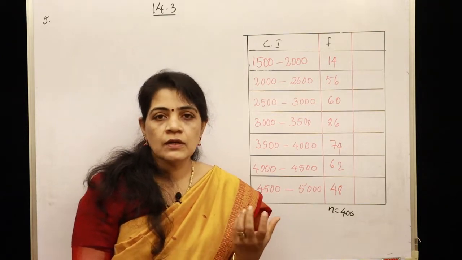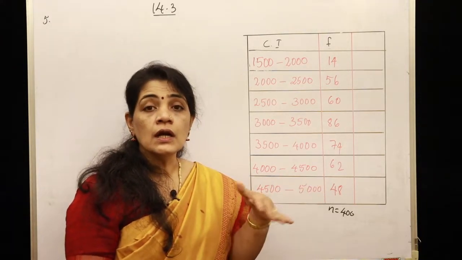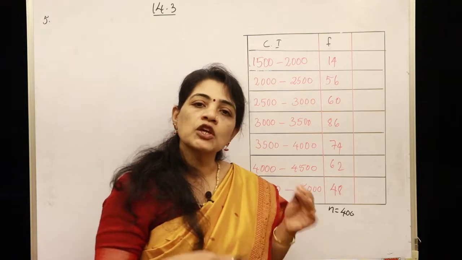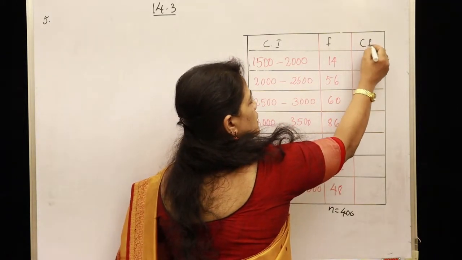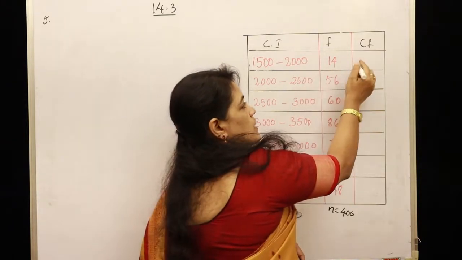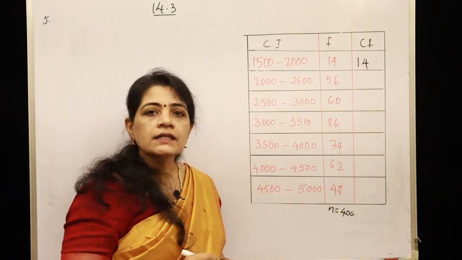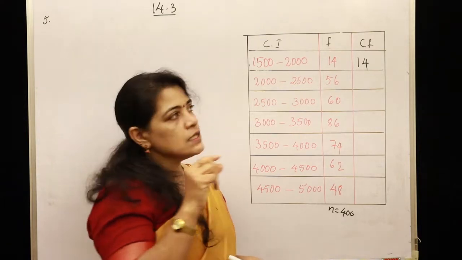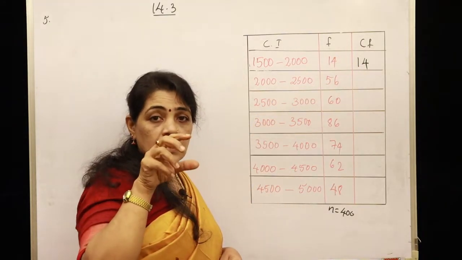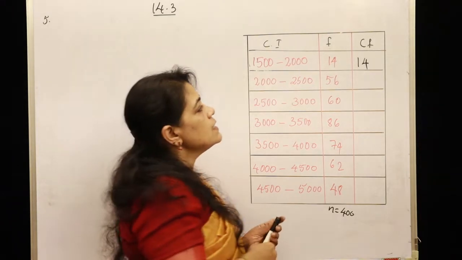If it is continuous, the calculation will be very simple, no need to find the adjustment factor, and we can move directly to the cumulative frequency column. In order to compute the median, we have to find the cumulative frequency. The cumulative frequency of the first class interval is always the same as its actual frequency, that is 40. The cumulative frequency of the second class interval is the sum of the previous cumulative frequency and its frequency, that means 56 plus 14, that is 70.